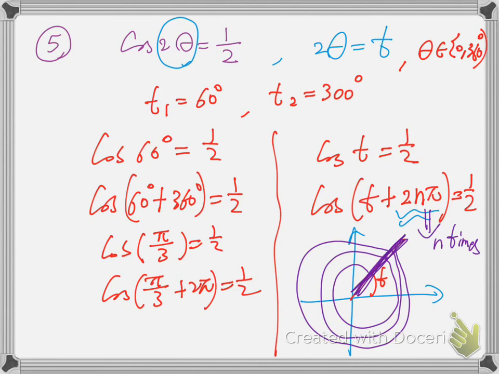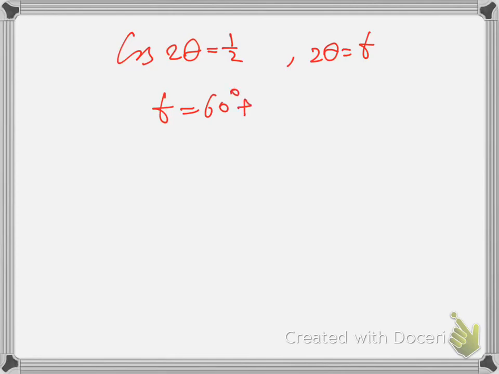So the solution is not only 60 and 300. We can add rotations. That's the hard part. So now what's our solution? Cosine 2 theta is 1 over 2, and 2 theta is t. So we got t is 60 plus... T1 is 60.